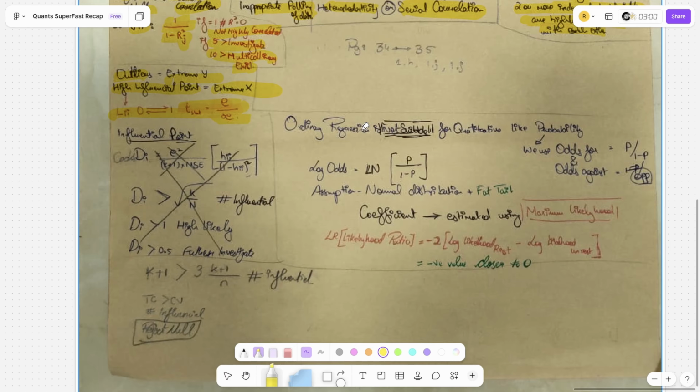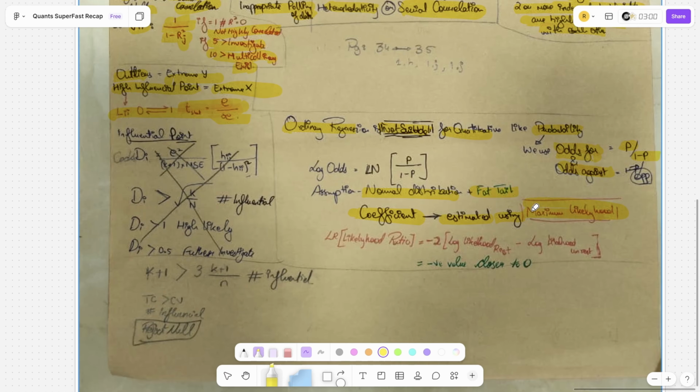Then we come to ordinary regression. An important point is that ordinary regression is not suitable for qualitative outcomes like probability. So for probability, we use log odds. In log odds, there is log for and log against. Log for is probability divided by 1 minus probability, and log against is 1 minus the log for. Log odds is basically adding a logarithm before the odds, and the assumption is that it is normally distributed but has fat tails, and the coefficient is estimated using maximum likelihood.